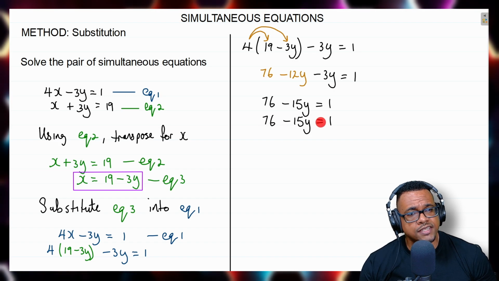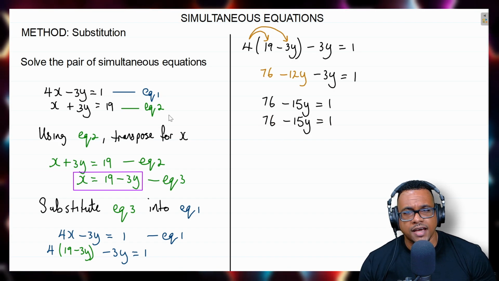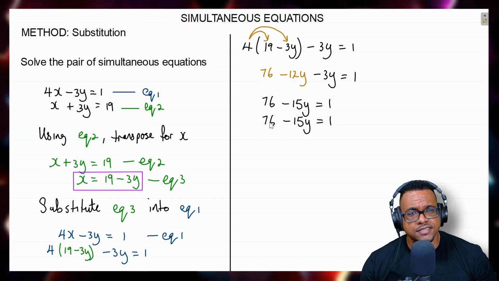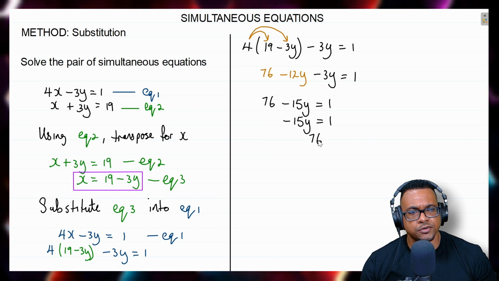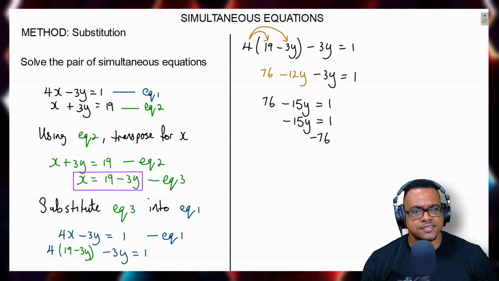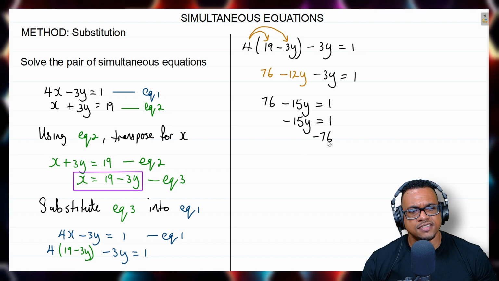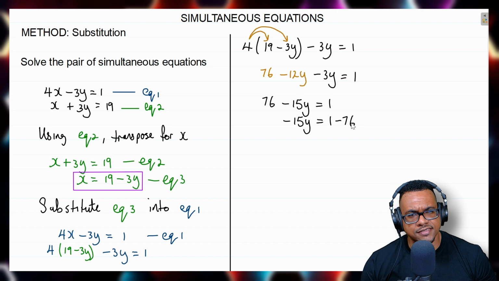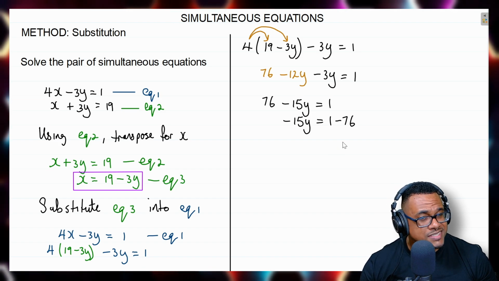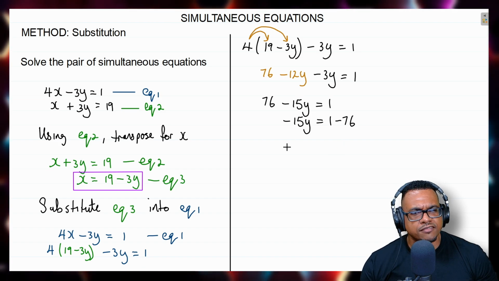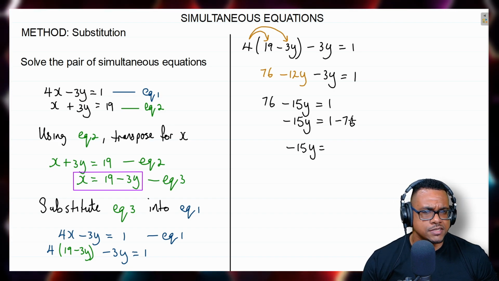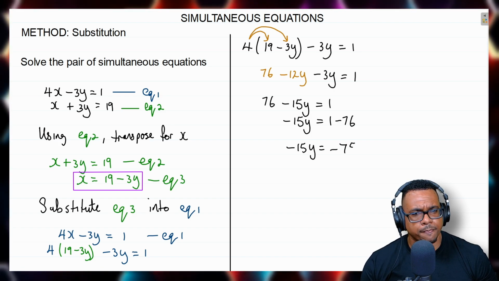So again, I've duplicated the line. And I'm going to take this positive 76 and I'm going to transfer it across the equal sign. As it crosses the equal sign, it will change from positive 76 to negative 76. And now I'm going to take this negative 76 and put it behind the 1 like this. So we get 1 take away 76. So now we have negative 15y is equal to 1 take away 76, which is negative 75.